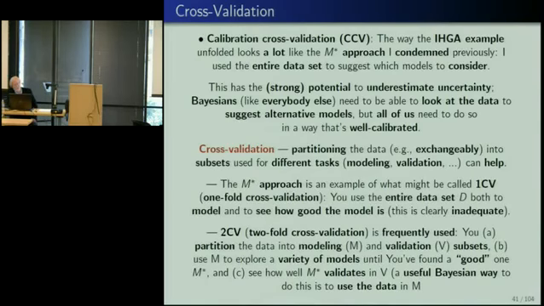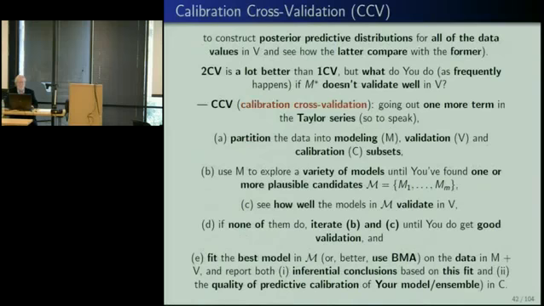So under two-way cross-validation, you partition the data into modeling and validation subsets. Let's call them M and V. Then you use M to explore a variety of models until you found a good one. Let's call it M star. And then you see how well M star validates in V. And as I mentioned before, a useful Bayesian way to do this is to use the data in M to construct posterior predictive distributions for all the data values in V and see how they compare with each other. And you can do that informally, or you can do it formally using this tool, log scores, that I'll be talking about later.